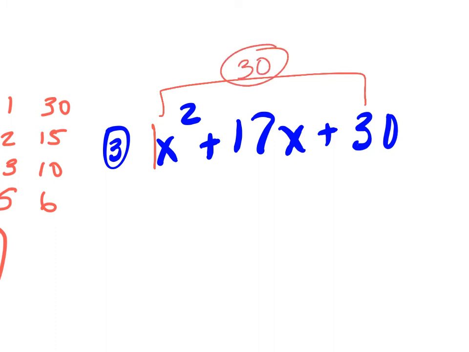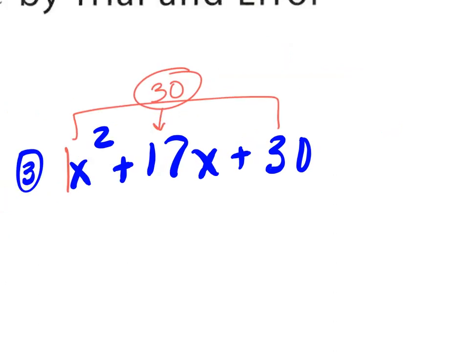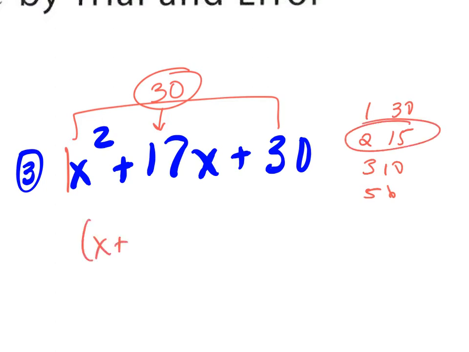All right, so now a is 1, so 1 times 30 is 30. What are the factors of 30 that multiply to give me 30 but add to give me 17? So I have 1 and 30, 2 and 15, 3 and 10, 5 and 6. What would it be? 2 and 15. Correct. So I have x plus 2, x plus 15, because I need a positive 30, so 2 times 15 is 30. And I need a positive 17 when I add, so 2 plus 15 is 17.